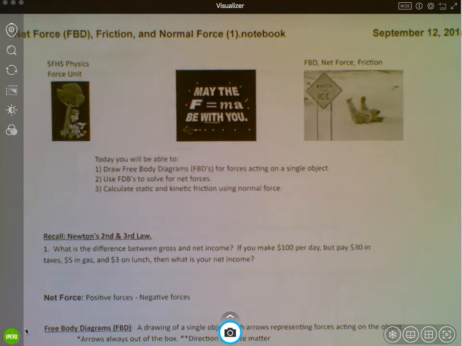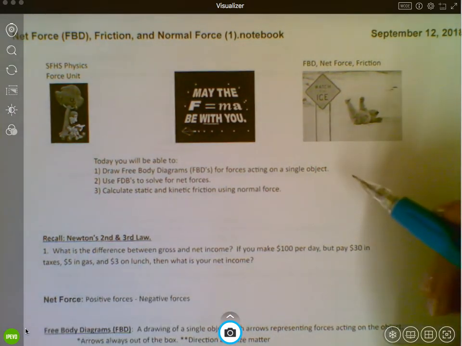Okay, this is Unit 3, Video 2, net force. We did the first lecture on Newton's first law, inertia, in class, and then we did the second and third law in the last video. And so this video is going to talk about net force.